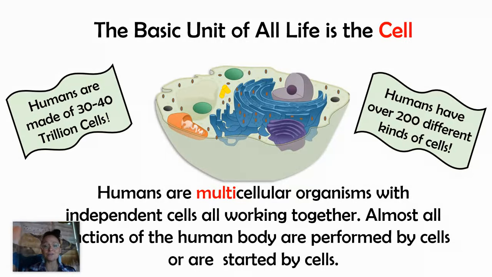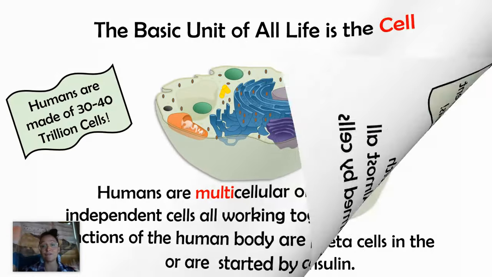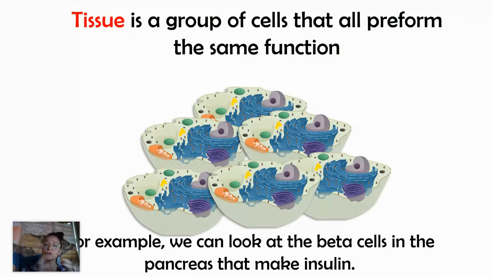Now, these cells don't all work independently throughout our body, right? We can group our cells together based on similar functions. When we have a group of cells that are all performing the same function or task, we call those cells a tissue. For example, we can look at the pancreas. In the pancreas, you have alpha cells and beta cells, and the beta cells form a tissue that will actually produce insulin.